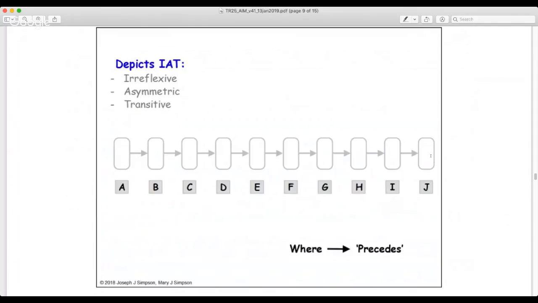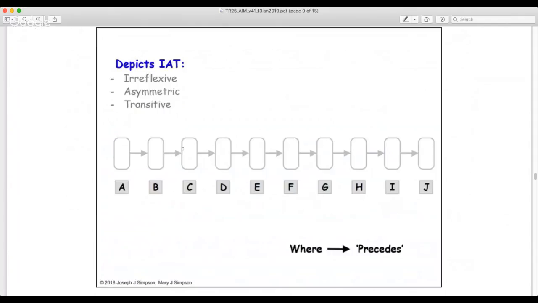You pick J, you say, does J precede A? Well, no. Does J precede E? Well, no. So depending on the element you pick, there are also multiple negative answers. Right? So this is definitely a transitive relationship. A precedes B, B precedes C. That means A precedes C.